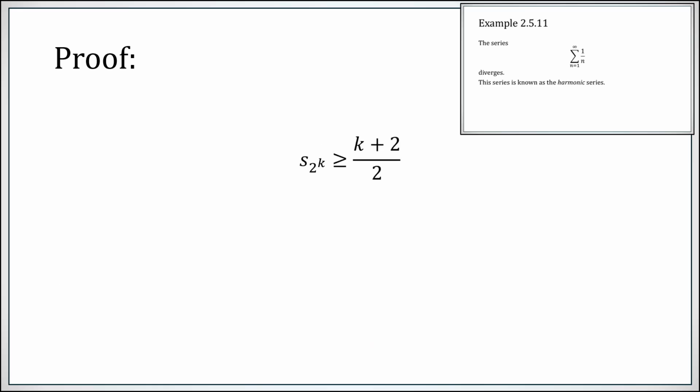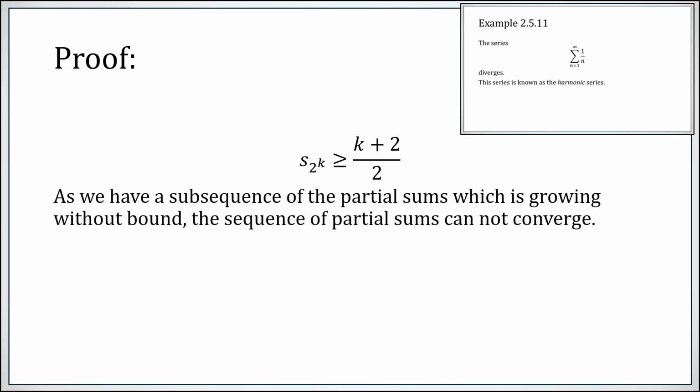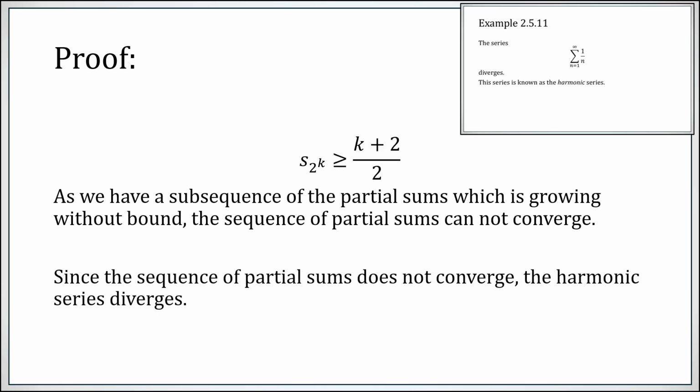Since our subsequence contains terms at least as big as (k plus 2) over 2, if you let k go to infinity, that definitely diverges. It is unbounded above. So there is a subsequence of partial sums which definitely goes to infinity. Therefore, the partial sums are not converging to a real number. So since the sequence of partial sums doesn't converge, by definition, this harmonic series also diverges.